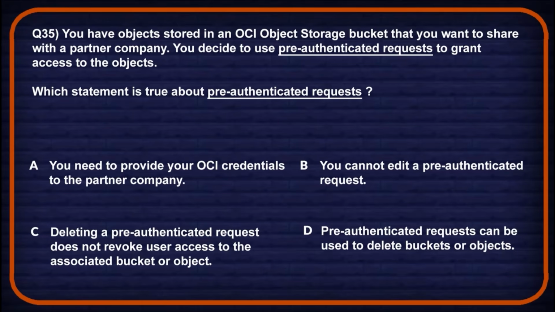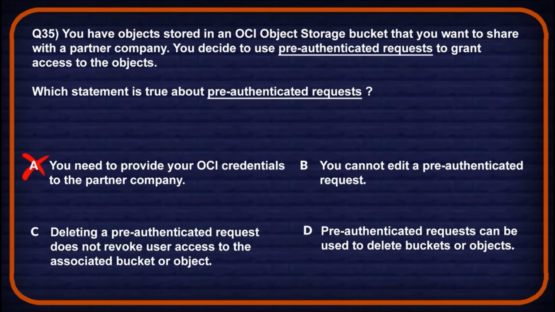Okay, let's look into the options. Option A, you need to provide OCI credentials for the partner company. PARs allow access without sharing credentials. So option A is not a correct choice. Moving on to option number B. You cannot edit a pre-authenticated request. PARs are immutable; changes require deletion and recreation. So option B might be a potential answer.